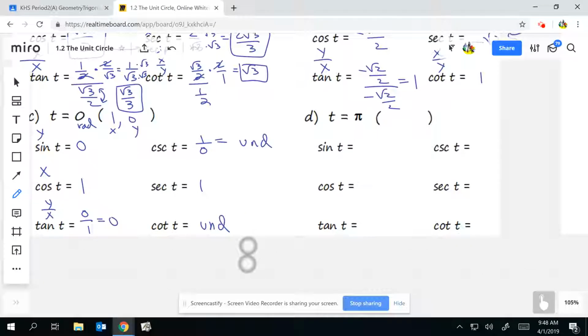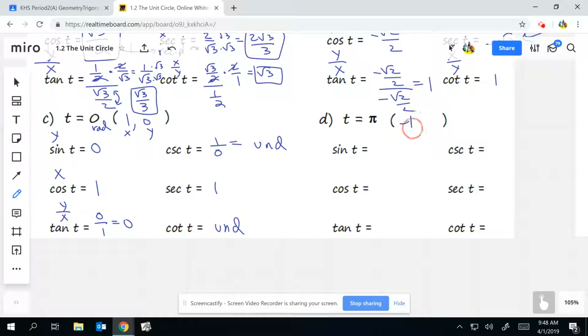And pi is the point negative 1, 0. On your unit circle, if you looked over at pi, you'll see the point negative 1, 0. Your x value is negative 1, your y value is 0. So sine is 0, cosine is negative 1, tangent would be 0 over negative 1, which is 0. So that's your y, that's your x, that's your y over x.